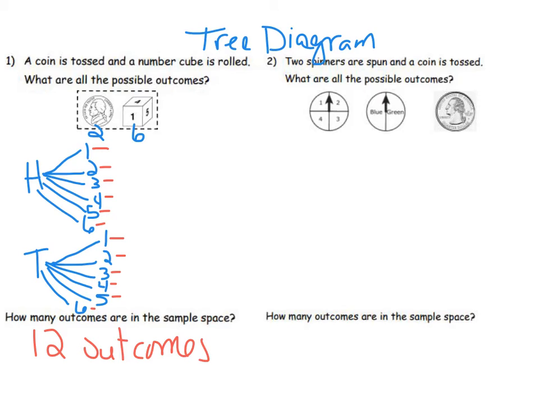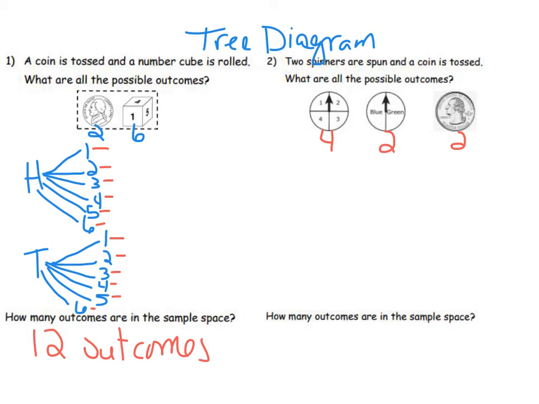Okay, now with the other one, number 2, it says 2 spinners are spun and a coin is tossed. What are all the possible outcomes? So now you have 3 events, 3 different possibilities. So now, again, I'm going to start with the smallest outcome. So I know this, the first spinner has how many outcomes? 2. The second spinner? 4. And then the coin? 2.